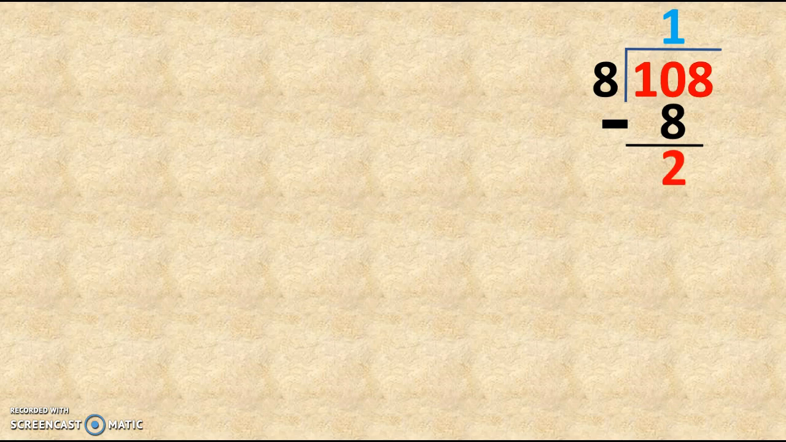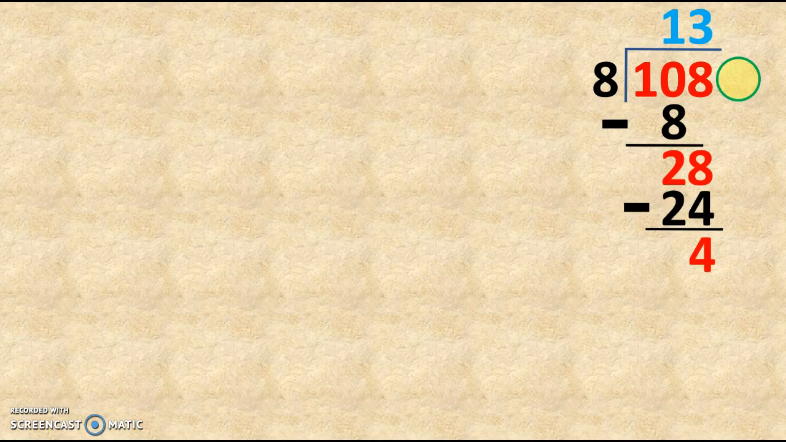Now we need to bring down our next digit. So we'll bring down the 8 to make it 28. And so then we need to figure out how many times 8 will go into 28. And I know it goes in 3 times. So we'll multiply then the 3 times the 8, which gives us 24. We subtract the 24 from the 28, gives us 4. Now this is where we run into a slight problem. As you can see, we have 4 left over, but we've run out of numbers to bring down.